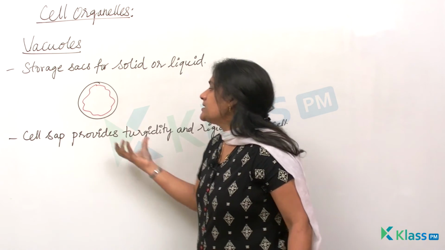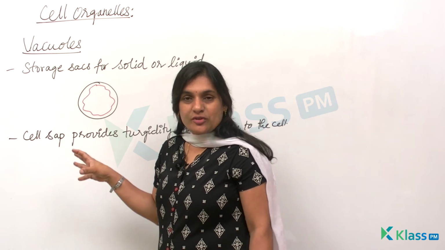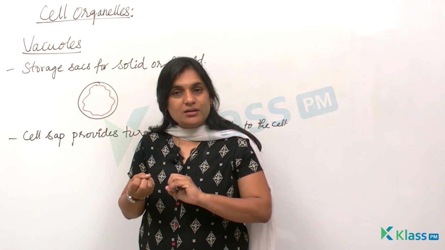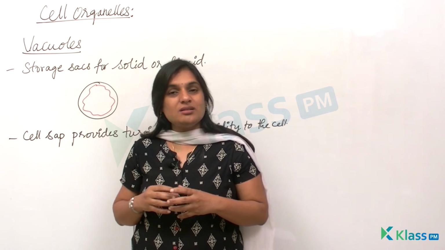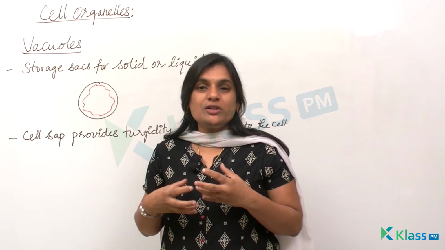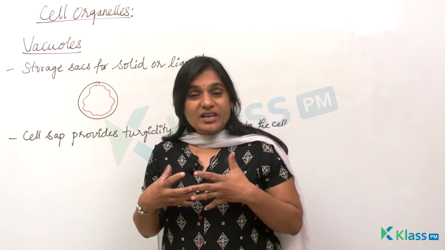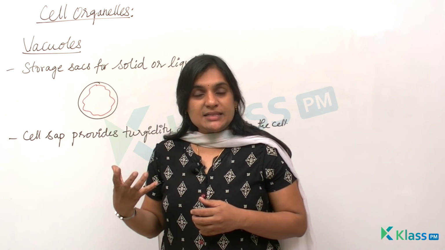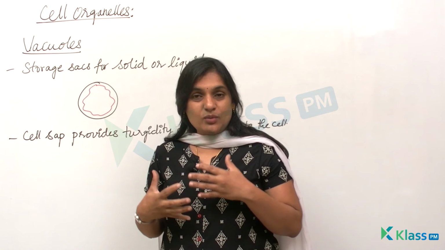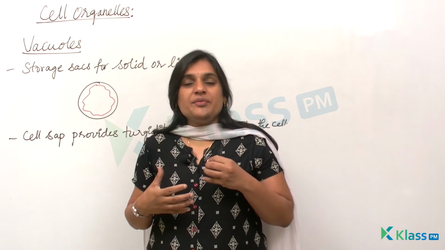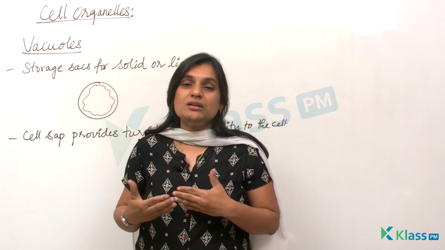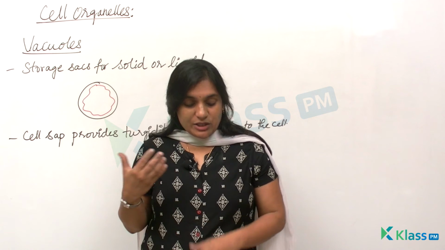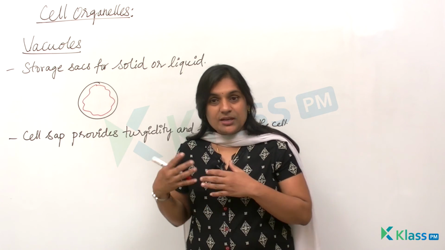So the cell sap which is present in most plant cells provides the turgidity. That is the reason that when you try to bend a branch or pluck a leaf, they are very strong, because the cells have turgidity and rigidity because of the presence of cell sap. And the vacuoles present in plants store many important things of life, like amino acids, proteins, sugars, and you can say food.